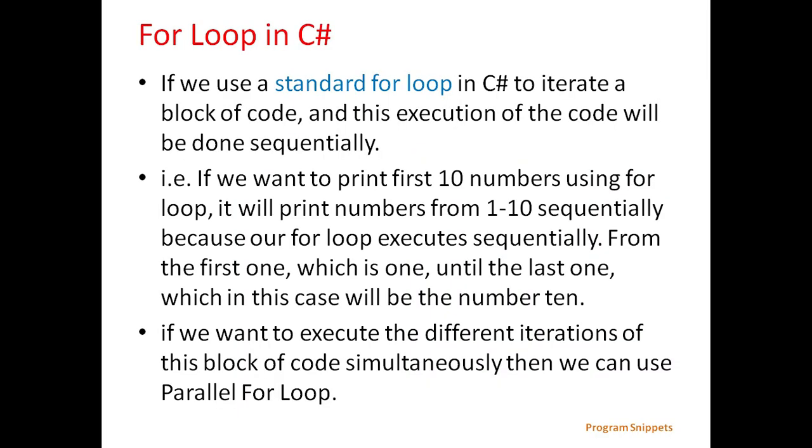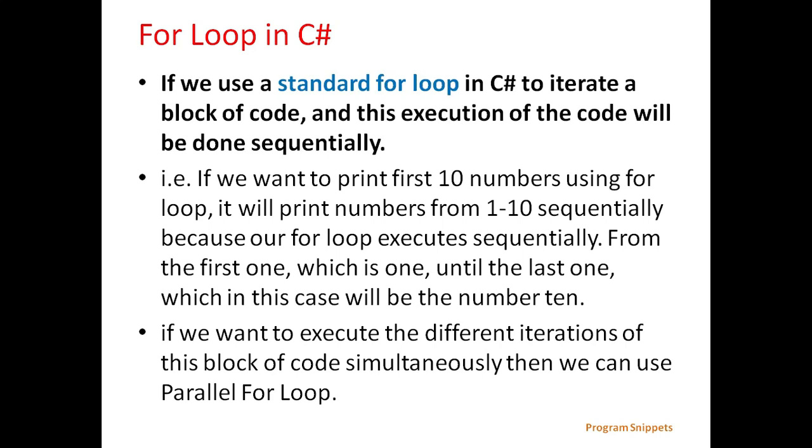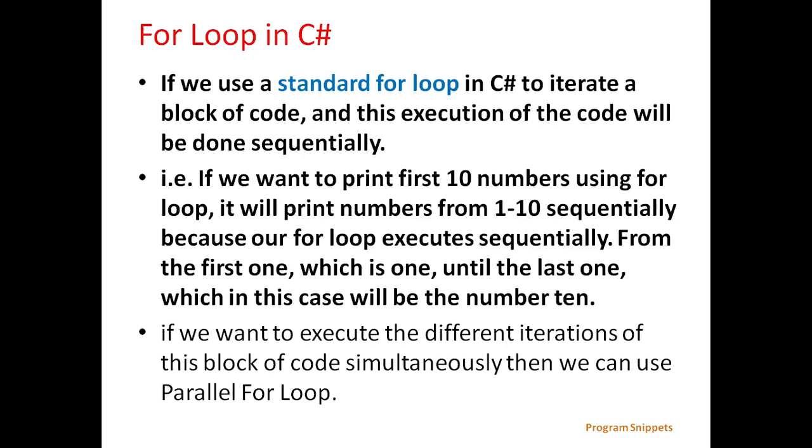Here we will see parallel for loop in C sharp. If we use a standard for loop in C sharp to iterate a block of code, then the execution of this code will be done sequentially. That is, if we want to print the first 10 numbers using a for loop, it will print numbers from 1 to 10 sequentially, because our for loop executes sequentially. From the first one, that is, the first number will be 1 and the last number will be 10.